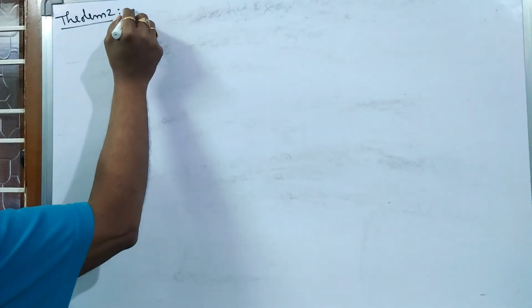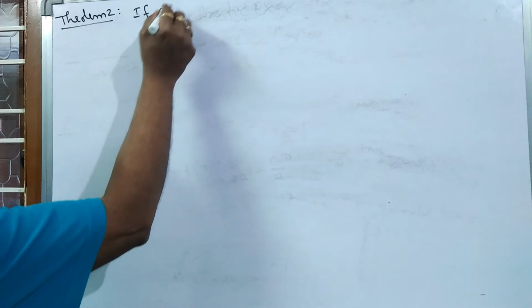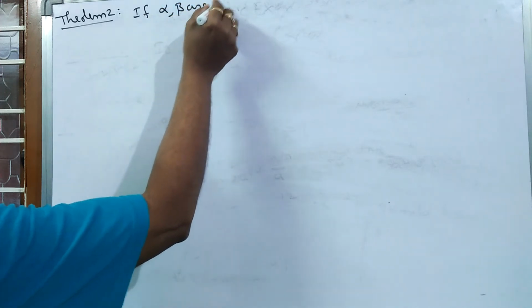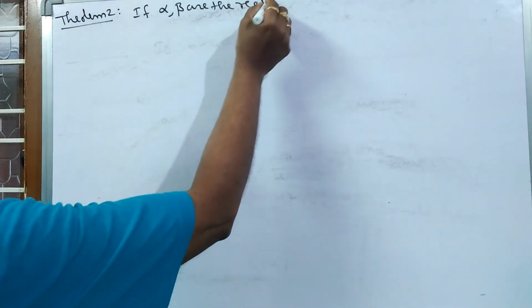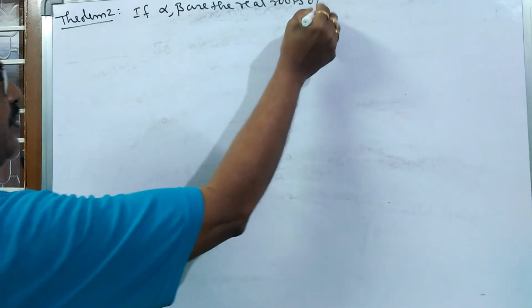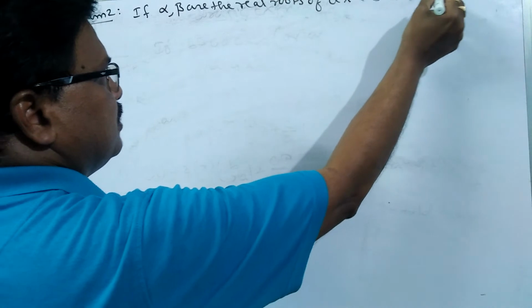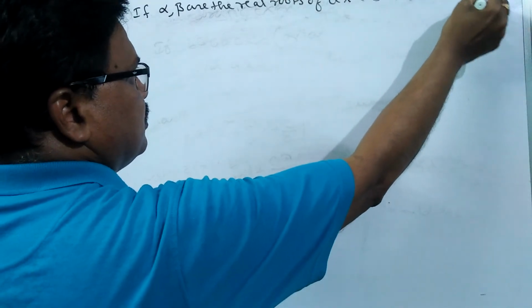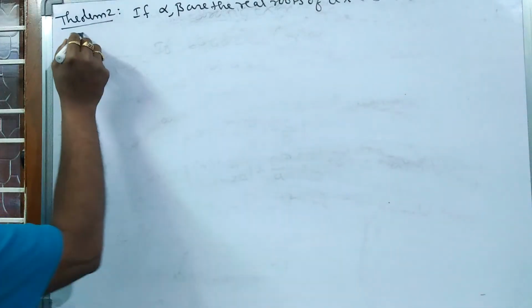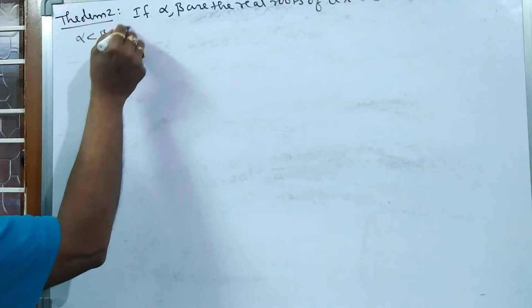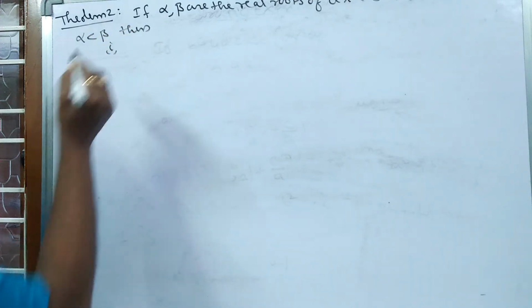Theorem number 2. If alpha, beta are the real roots of ax square plus bx plus c equal to 0 such that alpha less than beta, then there arise two cases.